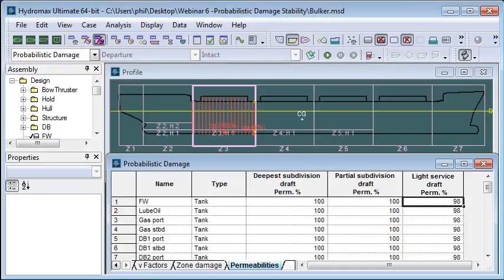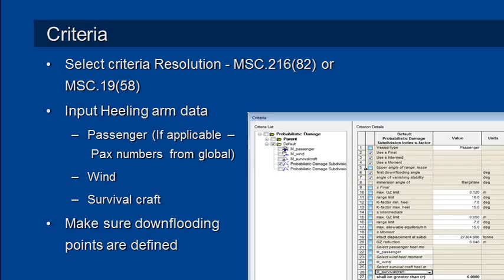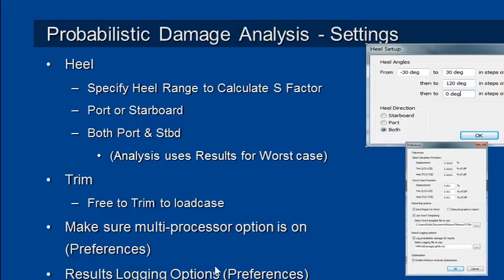So now that that's set up, the remaining settings for analysis include defining which way we're going to heel the vessel. So we do have to choose whether we're going to heel in the port or starboard direction, or we can heel in both directions. If we heel in both, then the analysis will use the results for the worst case. If you're not sure which is your worst case direction, then you should use that option.